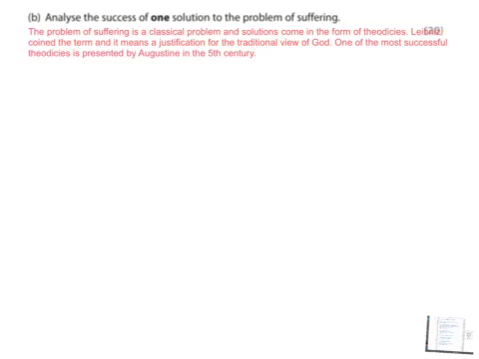And here is my introduction replying to the question. The problem of suffering is a classical problem, and solutions come in the form of theodicies. Leibniz coined the term, and it means a justification for the traditional view of God. One of the most successful theodicies is presented by Augustine in the 5th century. So all I've tried to do here is explain what the history is briefly, show a bit of knowledge, a couple of scholars, and start to respond to the questions. I've already introduced enough about Augustine, and I can go straight into a feature and evaluations of that feature.